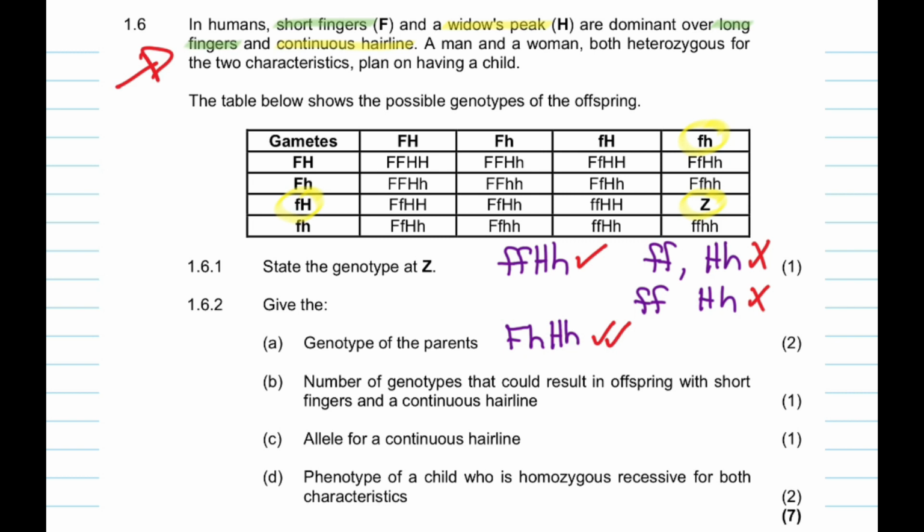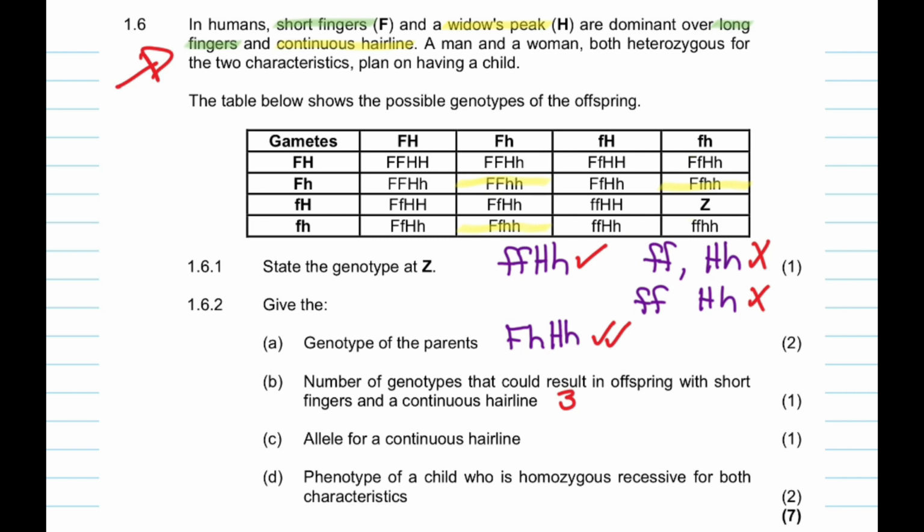Then our next question is the number of genotypes that could result in offspring with short fingers and continuous hairlines. And with this one, highlighting is also going to be our friend. So let's just get rid of everything on the screen there, and then we have a look. So we're looking at short fingers. Now remember, short fingers has got a capital F in it. And then continuous hairline has got only small letters. So we're looking for the possibilities that have capital F's but 2 small h's. So have a look and you'll see that there are 3 of them, which means the answer is 3.